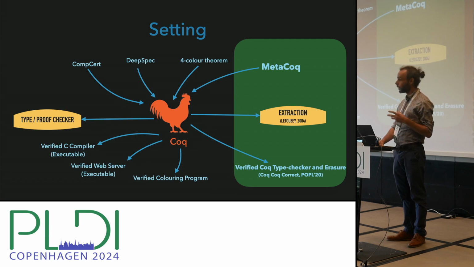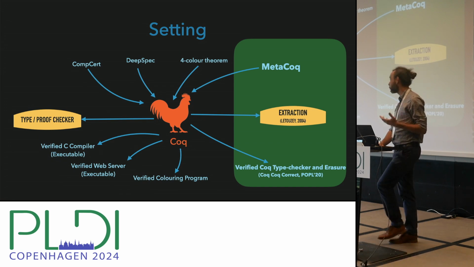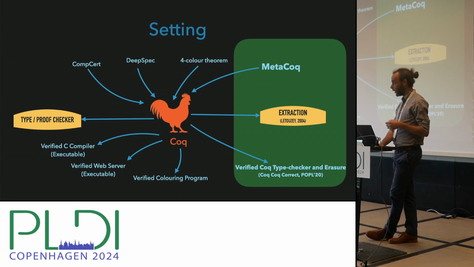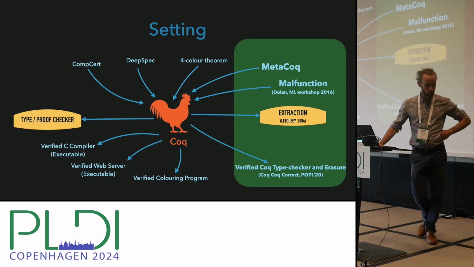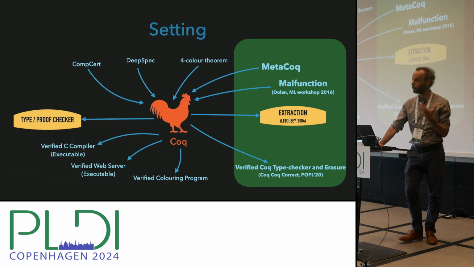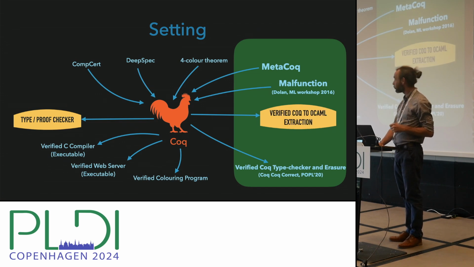So to do that, we have engaged in a project called MetaCoq, whose goal is to verify the main components of the Coq proof assistant. And it's been done before for the type checker and part of the extraction procedure, the erasure procedure that I'm going to talk about. And today, I'm going to present a different path through this project, which uses the Malfunction project, a front end to the OCaml compiler, to produce a verified Coq to OCaml extraction.